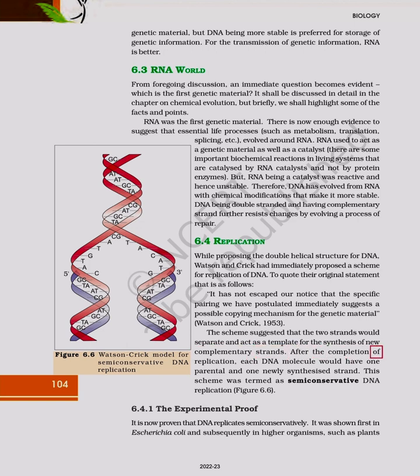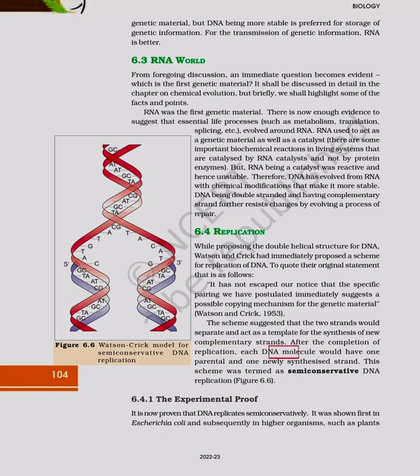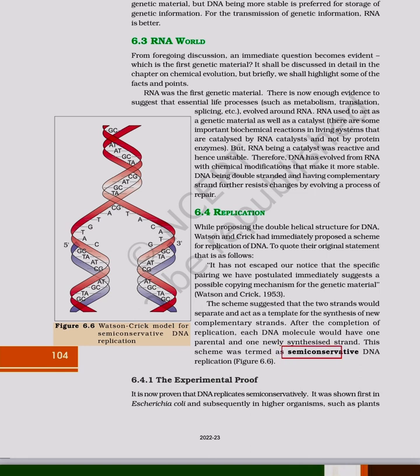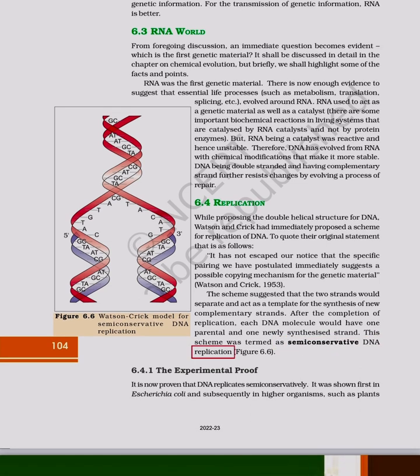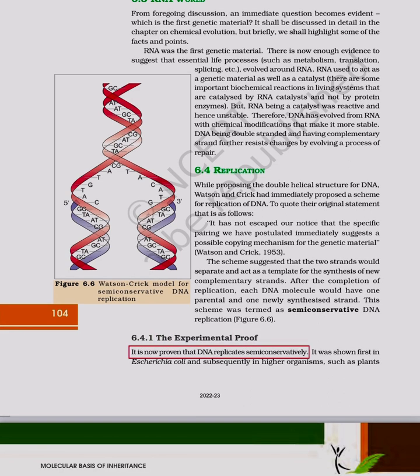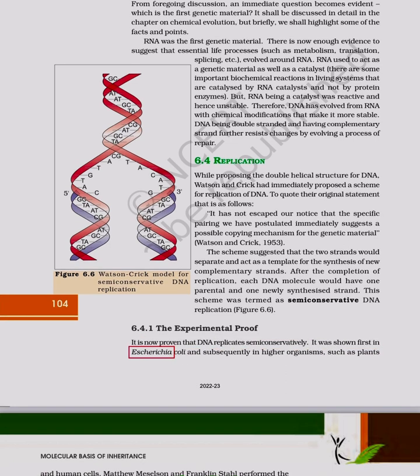After the completion of replication, each DNA molecule would have one parental and one newly synthesized strand. This scheme was termed as semiconservative DNA replication. Figure 6.6. 6.4.1 The experimental proof. It is now proven that DNA replicates semi-conservatively. It was shown first in Escherichia coli and subsequently in higher organisms, such as plants.